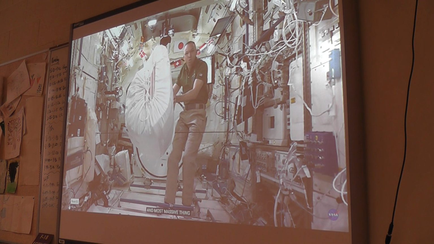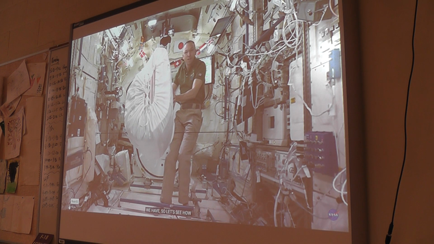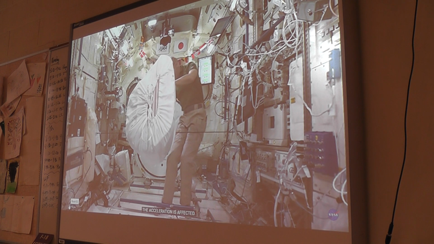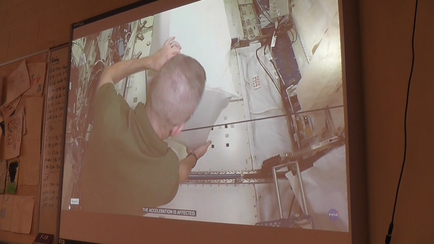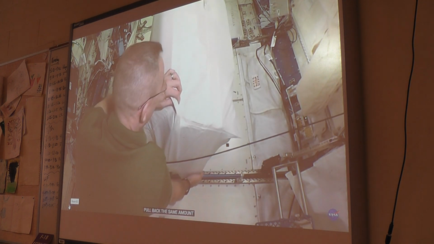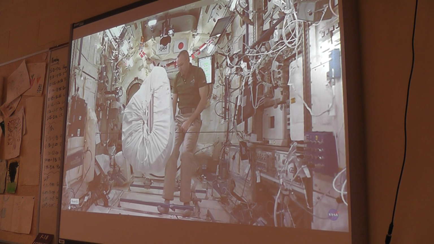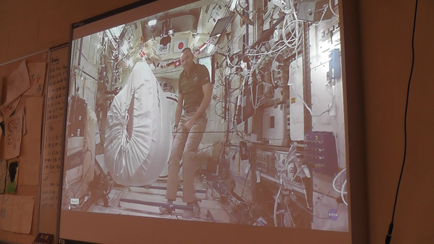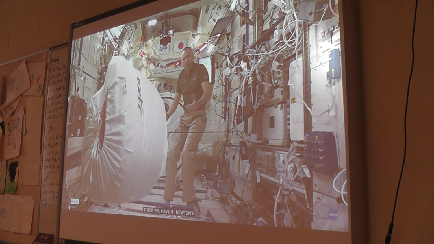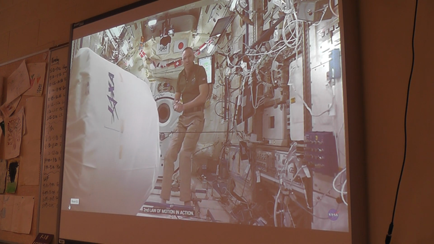Well, this is the biggest and most massive thing we have, so let's see how the acceleration is affected. Put back the same amount of force, and here we go. There you have it, Newton's second law of motion in action.